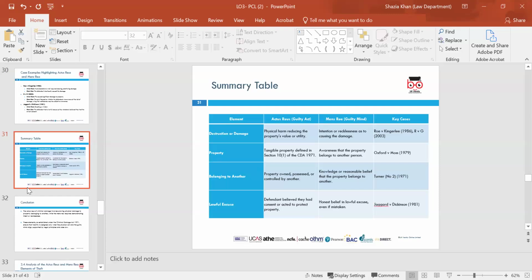So the summary table looks at the elements of destruction or damage of property belonging to another, and lawful excuse. It looked at the actus reus, which is the guilty act, and the mens rea, which is the guilty mind, with reference to really important cases that identified elements of each of these: destruction or damage, property belonging to another, and lawful excuse.